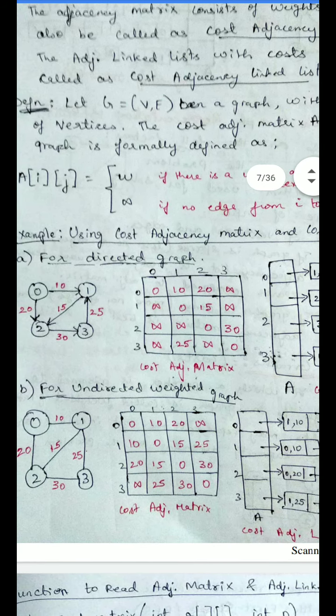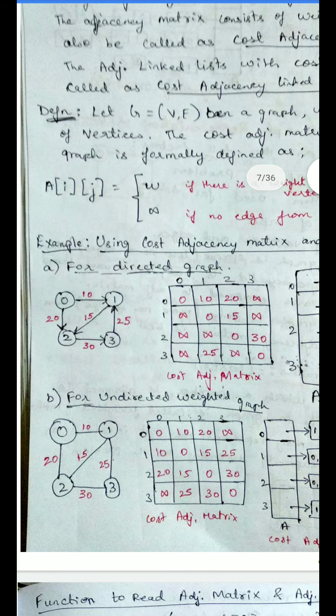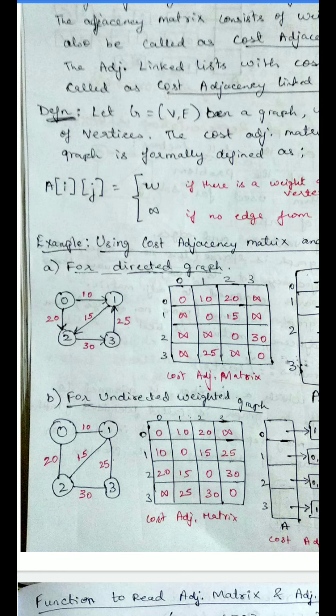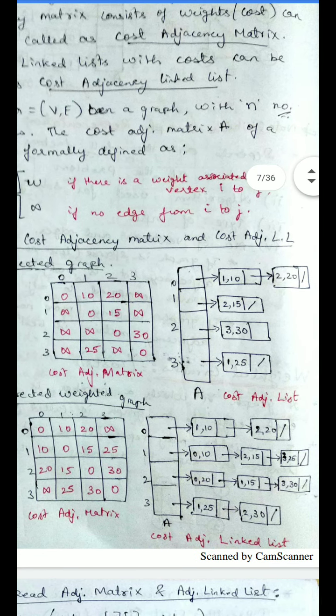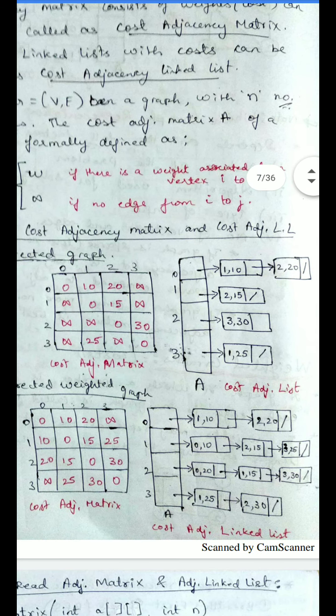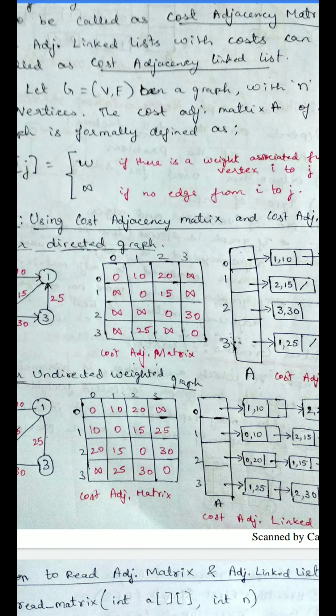For an undirected graph, what happens? Always self loop is 0, and if there is no edge you can assign infinity. But here 0 to 1 you have an edge but there is no direction, hence 0 to 1 is 10. Next, 1 to 0 you also represent 10. In the previous case you gave infinity because there was a direction, but in this case there is no direction, which means in both ways you can assign the weights. Okay, and similarly when you draw the linked list, again you have 1 comma 10, 2 comma 20, then 0 comma 10, 2 comma 15, 3 comma 25. Like this you assign the weight in the form of a linked list.